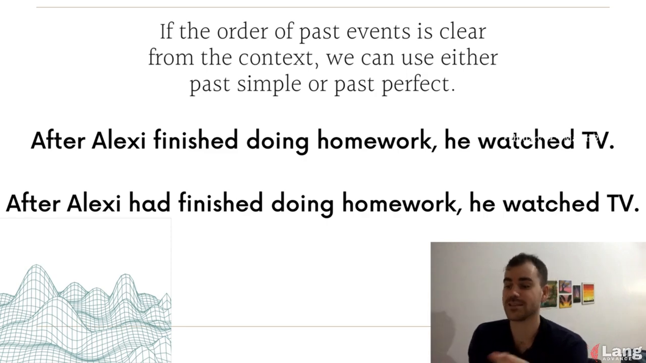If the order of past events is clear from the context, we can use either past simple or past perfect. After Alexei finished doing homework, he watched TV. After Alexei had finished doing homework, he watched TV. The order of these past events is clear, so it really doesn't matter which tense we use, past simple or past perfect. And this emphasizes the fact that the reason why we use past perfect is to clarify when an event happened in the past. Was it before another event, or did it just happen at some unspecified time?